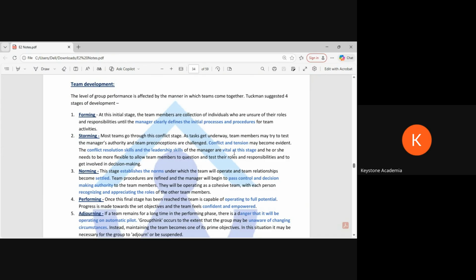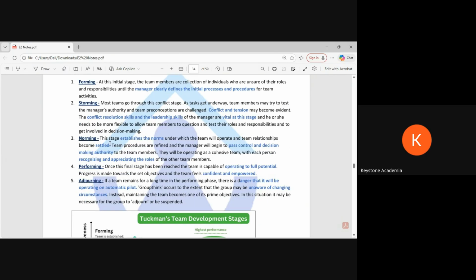So first we are finding the individuals, then in storming we are technically getting them to be flexible in what they need to do or try certain things. Then eventually in the third stage we are norming. This stage establishes the norms under which the team will operate, and team relationships become settled. Team procedures are refined. Managers will begin to pass on control and decision making authority.